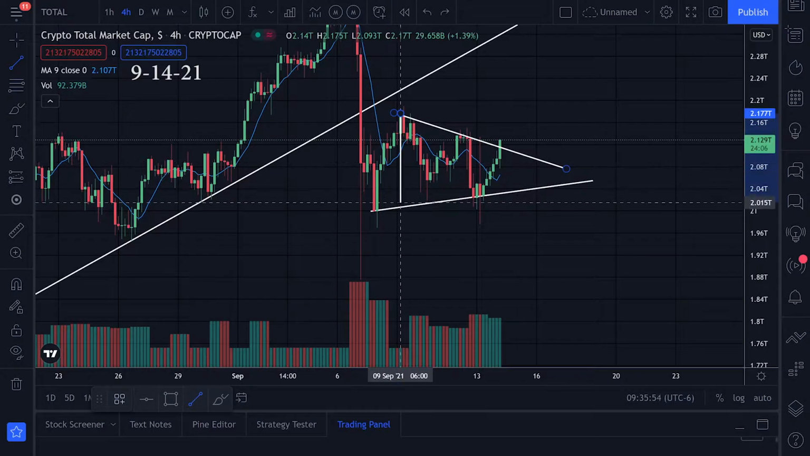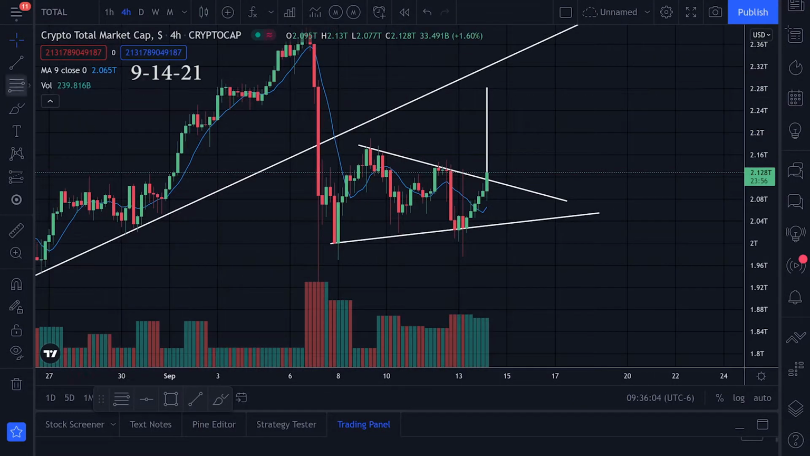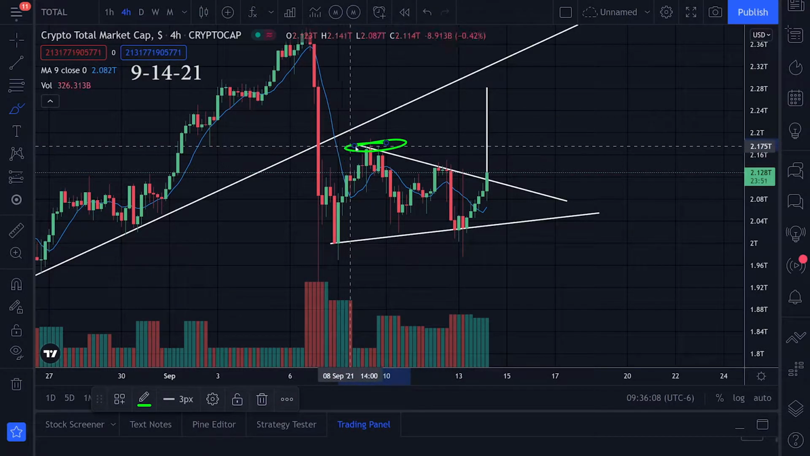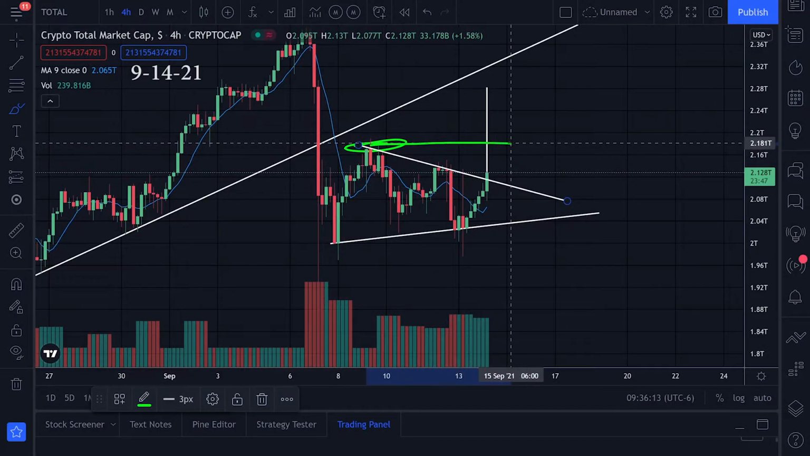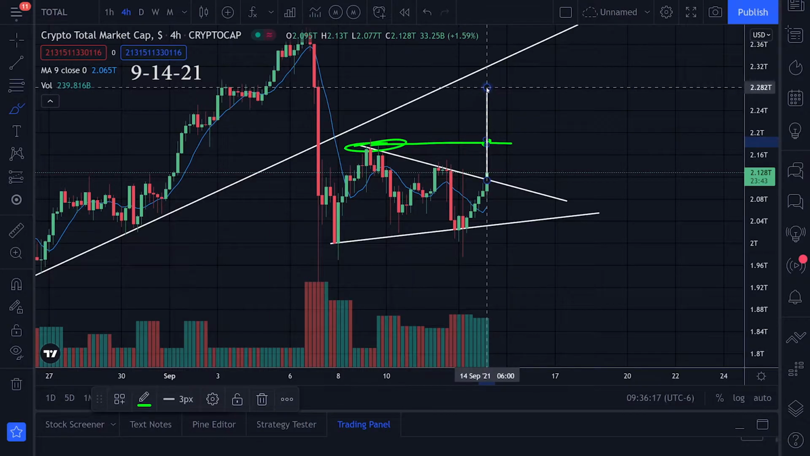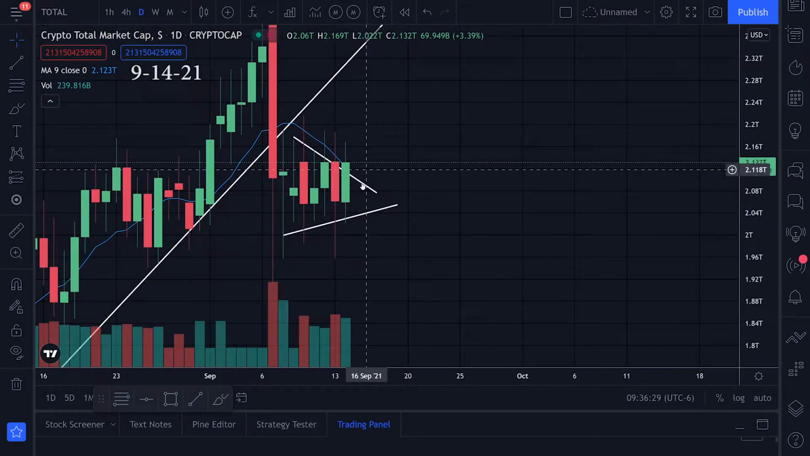What I'll do is drag from the top to the bottom of this triangle, drag that to the breakout, and we're looking at a target of approximately 2.28 trillion. I think the first place we should probably target is this previous resistance right there. Let's see if we could hit 2.174 trillion, and then we can see if we could pass this target, then we'll start looking at 2.28 trillion.